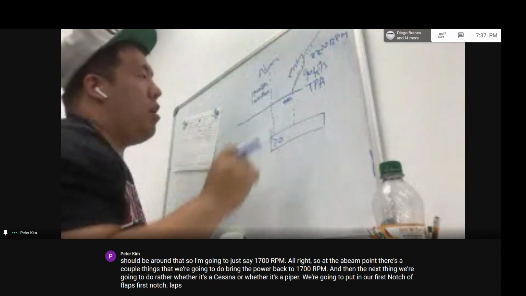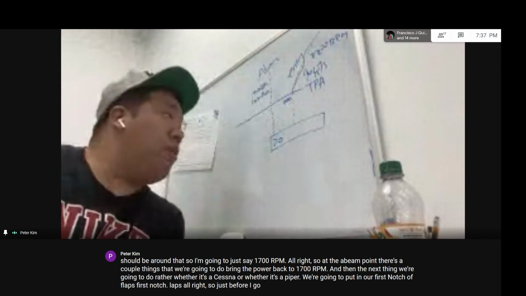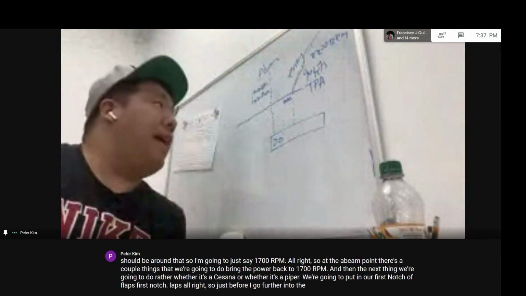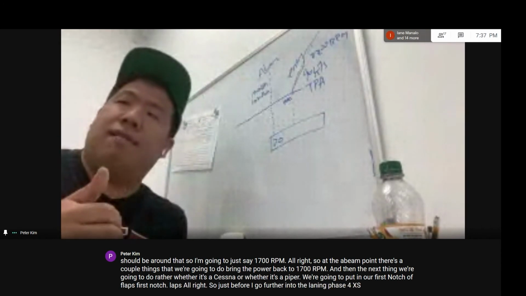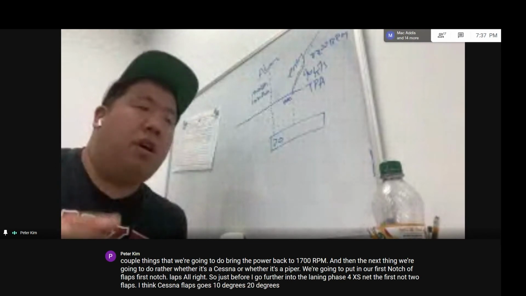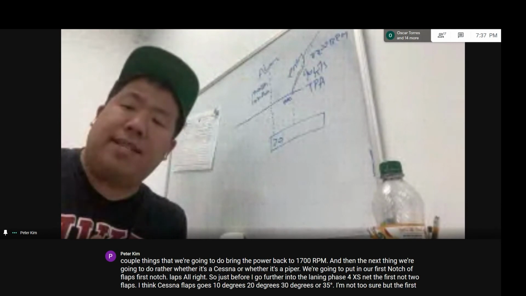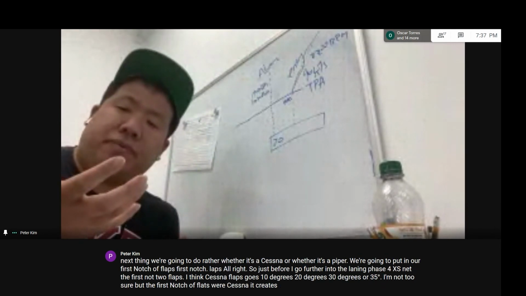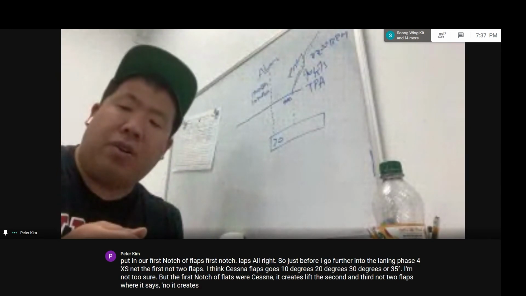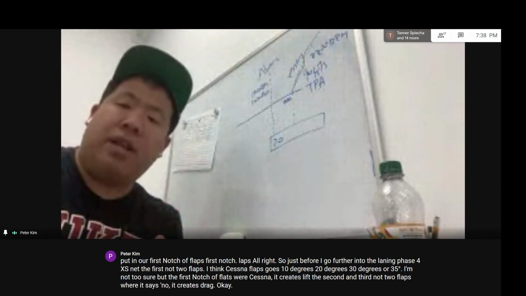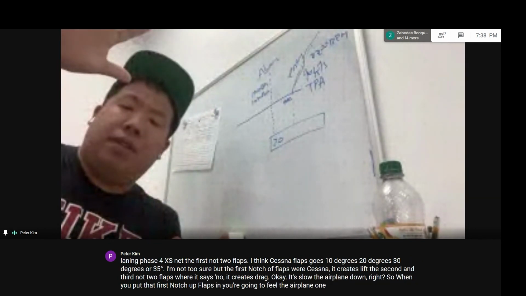All right. So just before I go further into the landing phase, for a Cessna, I think the flaps go 10 degrees, 20 degrees, and 30 or 35 degrees. I'm not too sure. But the first notch of flaps for a Cessna creates lift. The second and third notch of flaps for a Cessna create drag. Okay? It slows the airplane down, right? So when you put that first notch of flaps in, you're going to feel the airplane want to balloon up.